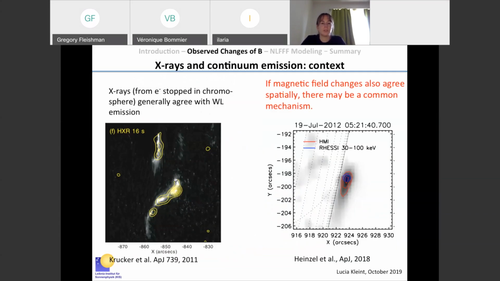Now the next question is, do these magnetic field changes coincide maybe with X-rays? Because we know that X-rays coincide with white light emission. There is a paper by Sam from 2011, which shows very nicely that the hard X-ray contours match nearly perfectly with white light ribbons. And also a paper by Petr Heinzel shows that off-limb, the match is near perfect. We expect that if the mechanism is similar for magnetic field changes and white light, there might be similar locations, which would imply that we could understand them better.